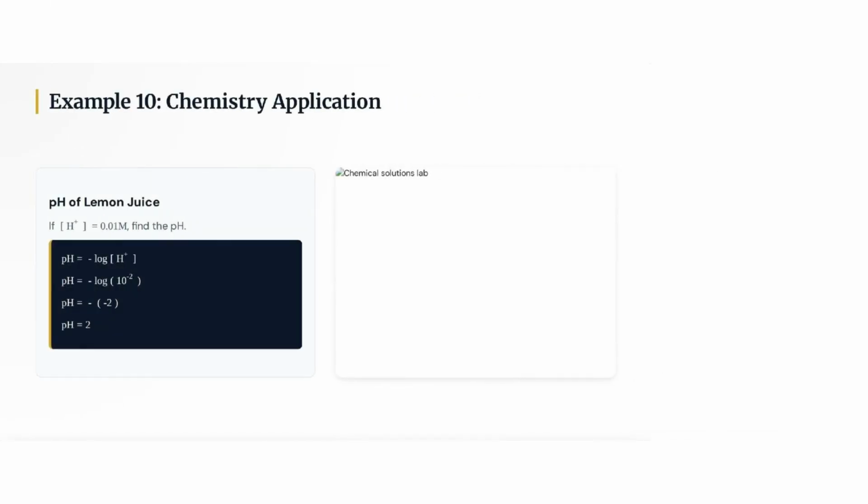Logarithms are widely used in science. Here, we see a common chemistry application, calculating pH levels based on the concentration of hydrogen ions.